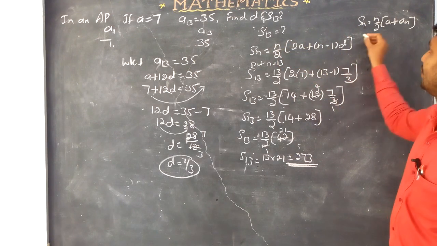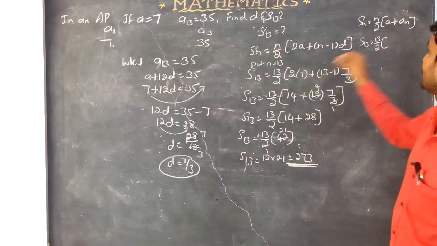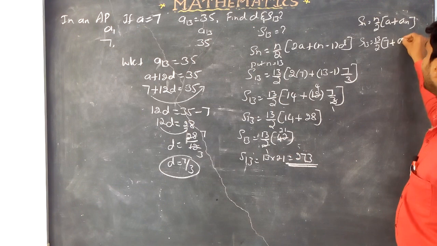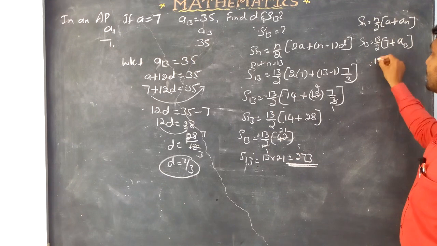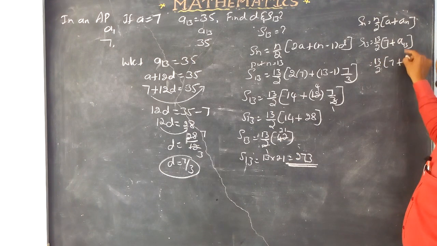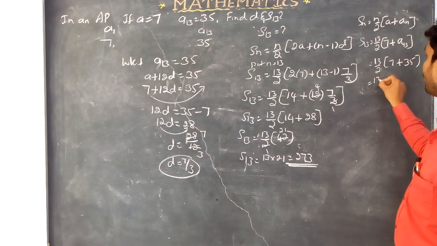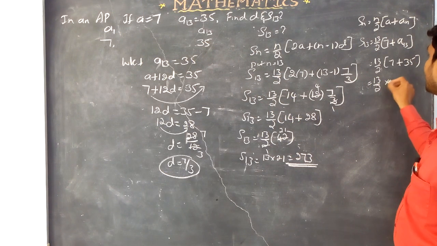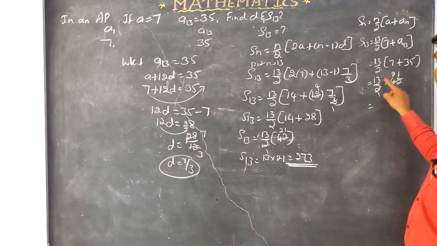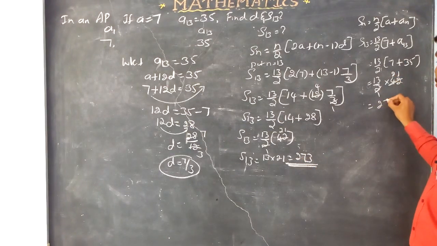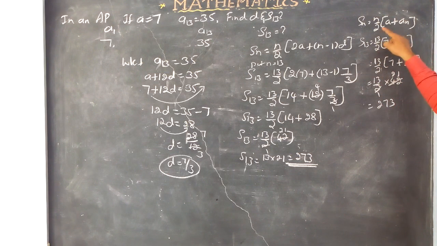Yes, 13 is needed. That means we replace n by 13. That is 13 by 2 into a means first term. What is the first term? 7 plus a13 is known. What is a13? It is 35. That is 13 by 2 into, see 35 plus 7 means it is 42. 2 21s are 42. So again 13 into 21. Again the answer is 273. Yes, even another formula also you can use. Sn equals n by 2 into a plus l. L means last term.